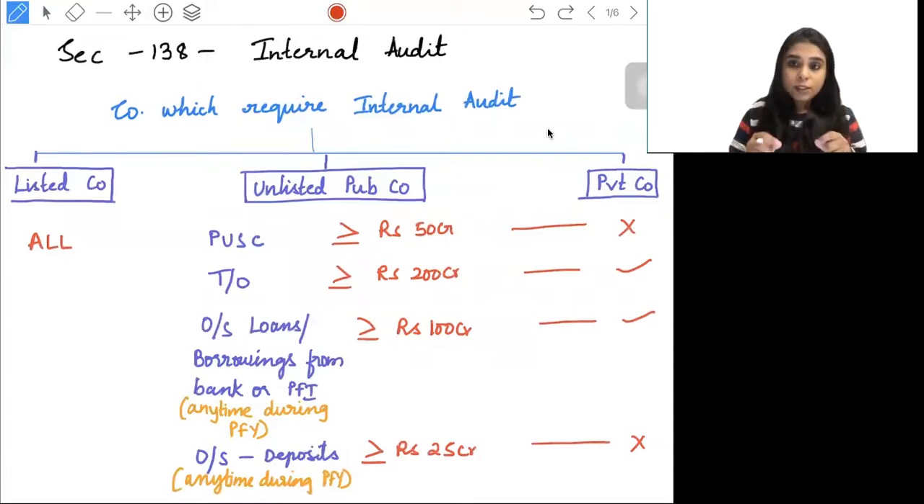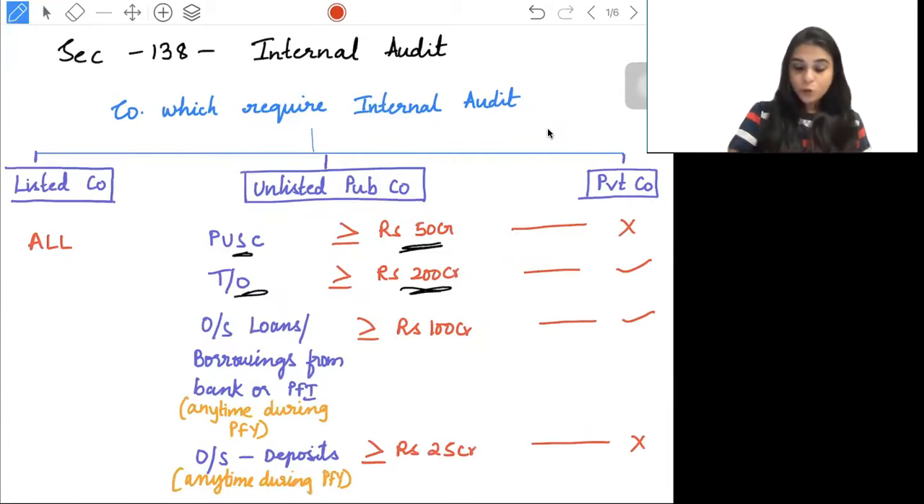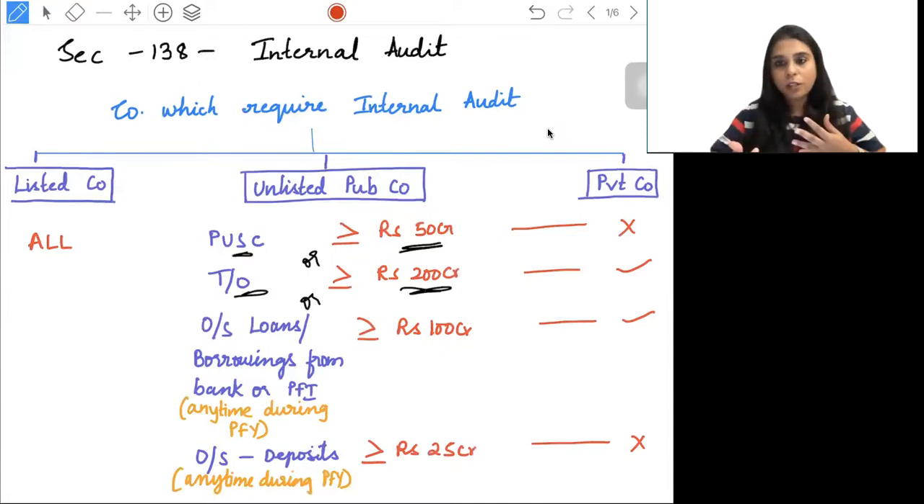So to whom is this section 138 applicable? It is applicable to all the listed companies. Also, it is applicable to unlisted public companies, provided their paid up share capital is more than or equal to 50 crores, or their turnover is more than or equal to 200 crores. So any one of them you come into, then internal audit will be applicable to you. You will have to appoint an internal auditor.